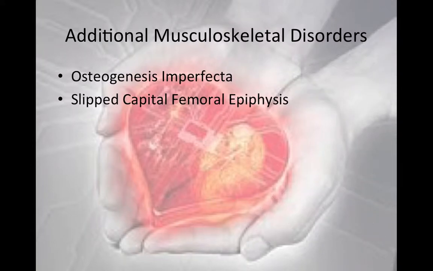Alright, and to finish up the chapter, we have two last additional musculoskeletal disorders, one of which is osteogenesis imperfecta and the other slipped capital femoral epiphysis. You do want to look at what they actually are, the clinical manifestations, and the treatment. For slipped capital femoral epiphysis, make sure you look at the diagnosis and treatment regimens as well. And with that said, that concludes chapter 34, which reviews musculoskeletal alterations.